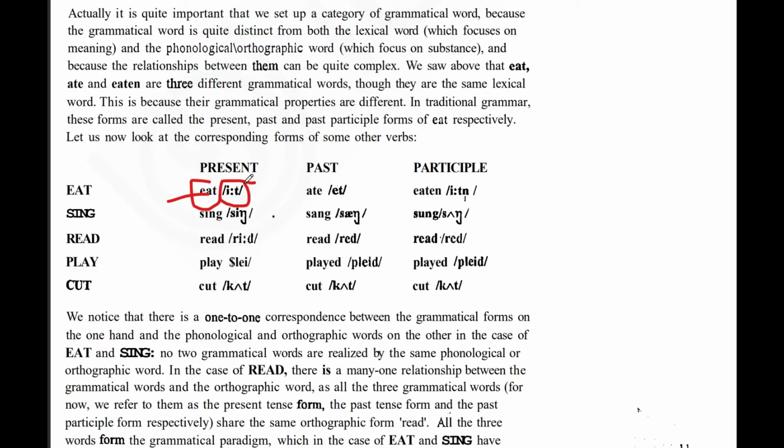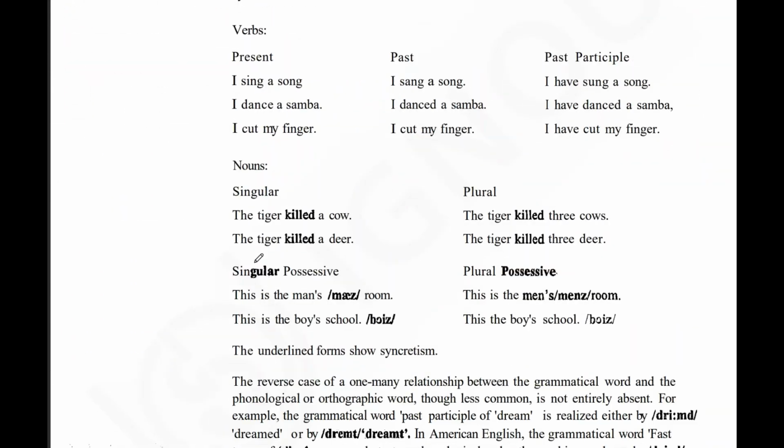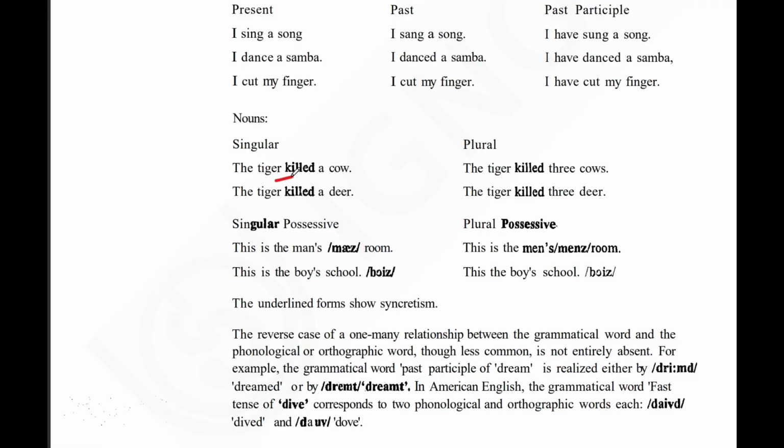And then similarly, they have given more examples of sing, read, play, and cut. Right, you could see those. And then they're talking about killed a cow, killed a deer. So they're talking more about how this thing is coming on. So let's try to understand one thing.